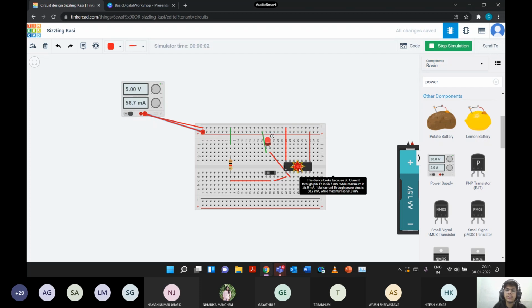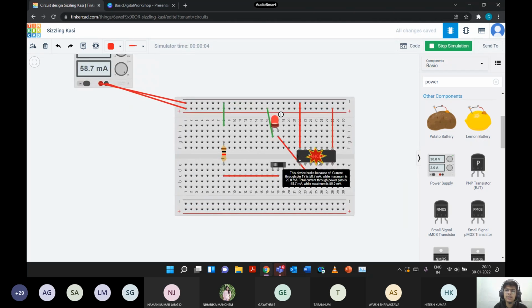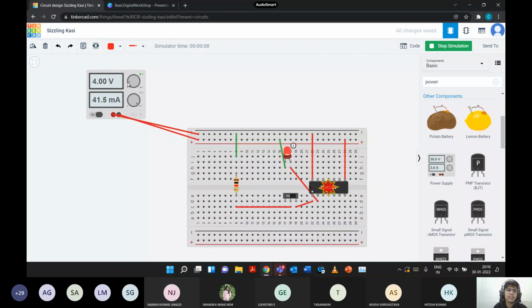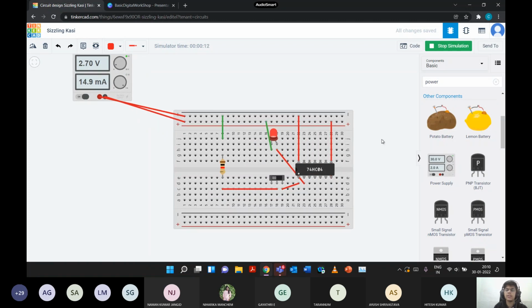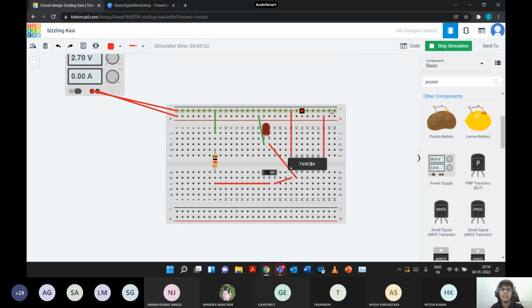Still 5 volts is high for this circuit. As you can see, our hex inverter is burst out. So I'll reduce it to 2.7. Okay, now it works fine. So previously, when the switch was on left, the LED was not glowing, and when the switch was on right, the LED was glowing. So now you can see it's just reversed. So a NOT gate is working perfectly fine.